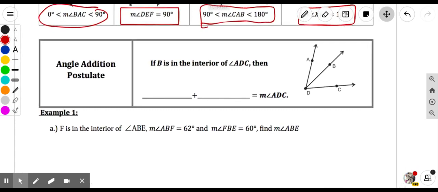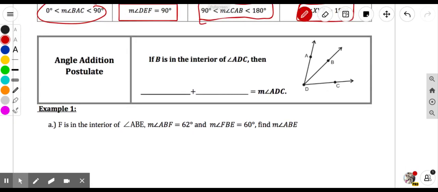The next thing we're going to talk about is the angle addition postulate. So you may remember the segment addition postulate that we learned in the last lesson, where the two small segments add together to equal the big segment. This is the same idea, but with angles. B is in the interior of ADC. So this is ADC. B is in the interior. They don't mean B is just floating. They mean B is on a ray in the interior. Interior just means inside.